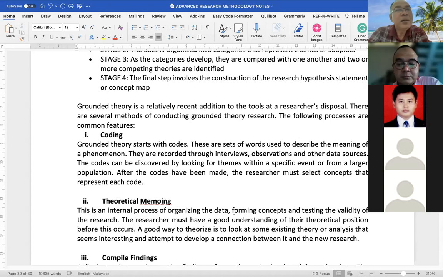Where subjective norm refers to people around an individual who perform certain behavior, and then that behavior of others influences their decision. So that's the coding. So grounded theory must start with codes. What are codes? These are sets of words used to describe the meaning of a phenomenon. So the researchers need to be expert, right? They have to know the keywords.